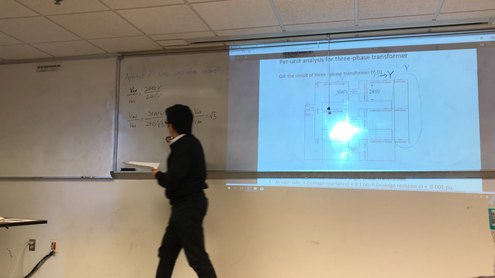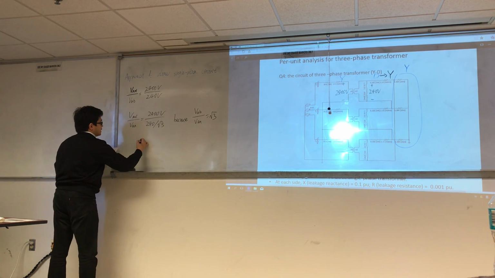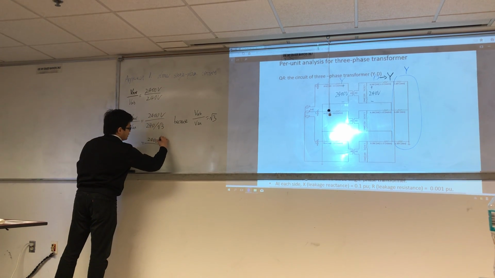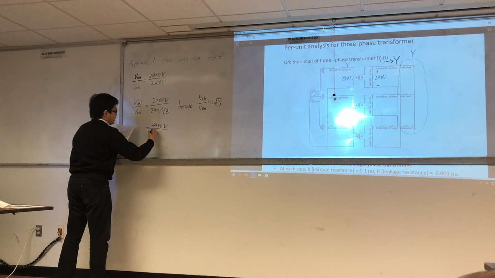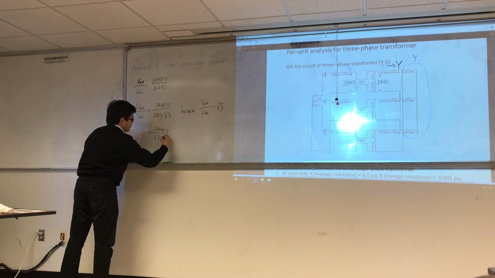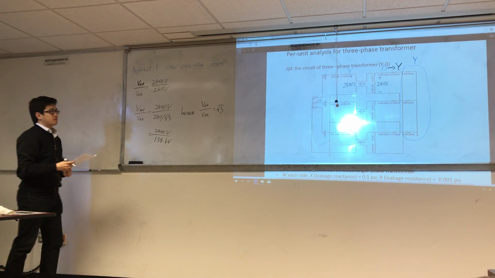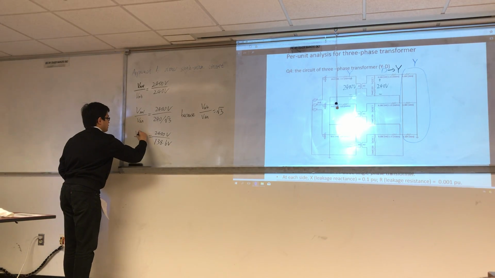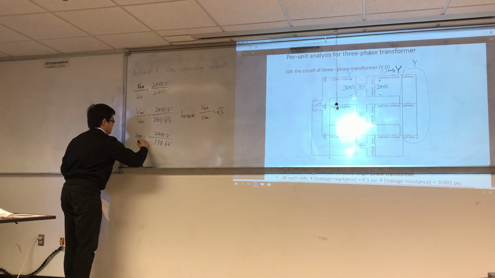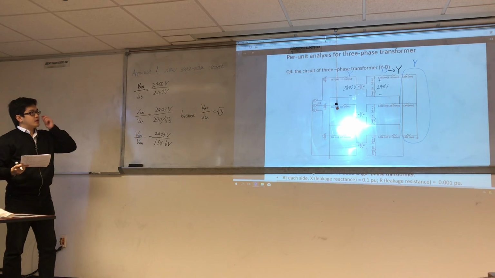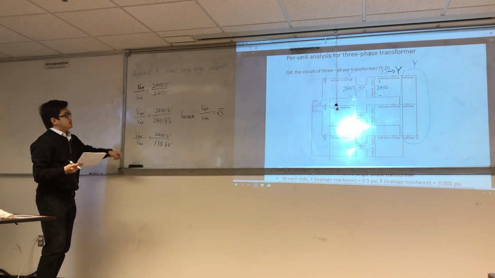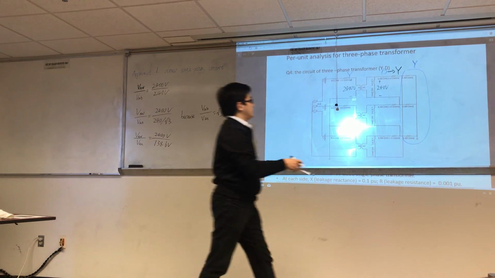Okay. So what's the ratio for the YY connection? It should be 2,400 volts, and the denominator is 138.6 volts. When you convert delta to Y, first you need to convert the voltage. The second one, you need to convert the impedance.